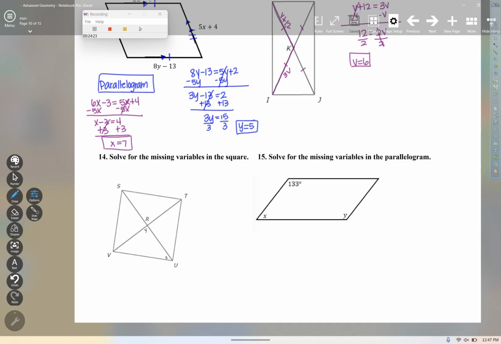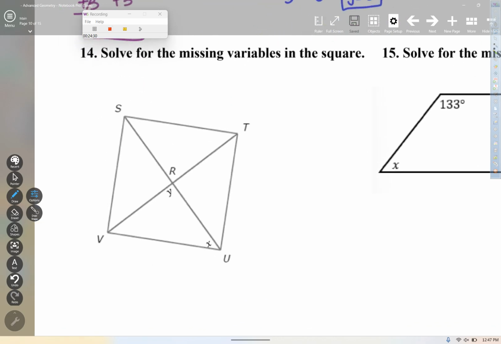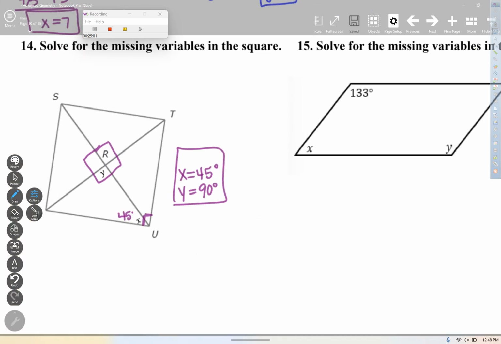Okay. Solve for the missing variables in the square. Squares are awesome. All I have here are my y value and my x value. So remember, square comes from a rhombus and a rectangle. But the cool thing is that all diagonals meet at 90, so I know off the bat that y is 90. And another thing that I need memorized is that the angles, these 90-degree angles, actually get split in half. So x is 45. Square's kind of a memorization game, to be honest.